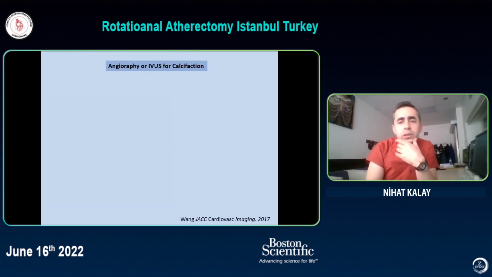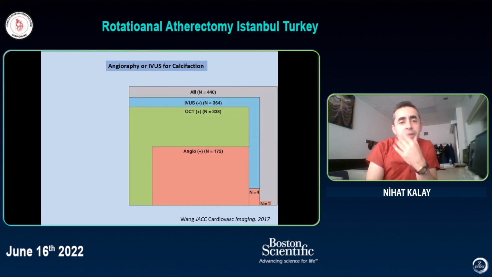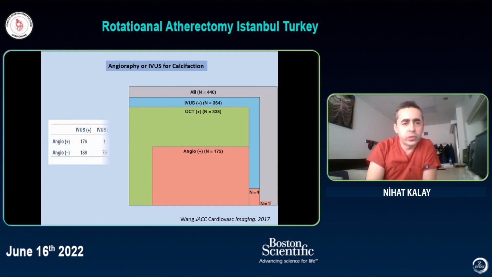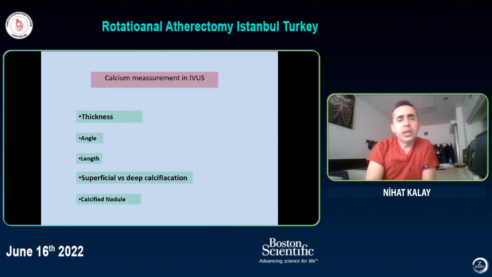How can we evaluate the coronary calcification? Is conventional angiography sufficient to detect or evaluate the coronary calcification? Answer is no, absolutely. As you can see in this image, IVUS is a more sensitive technique to detect coronary calcification compared to conventional angiography. Angiography cannot detect calcification in about half of patients. In IVUS, we can evaluate the calcification in detail.